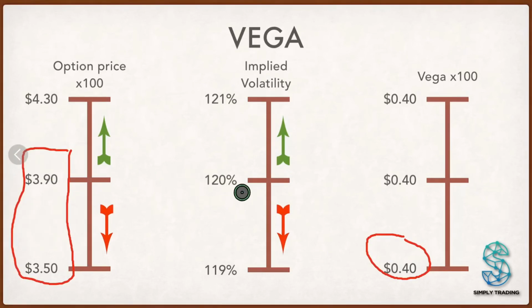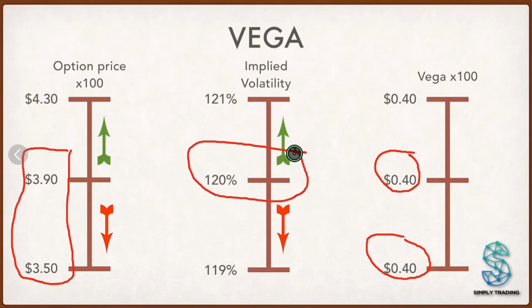Now again, if it goes up another percentage, we will gain an additional 40 cents in value per share. If you times that by 100 shares, you would be gaining $40 in value for every 1% increase in that implied volatility. And that does have a negative effect as well.